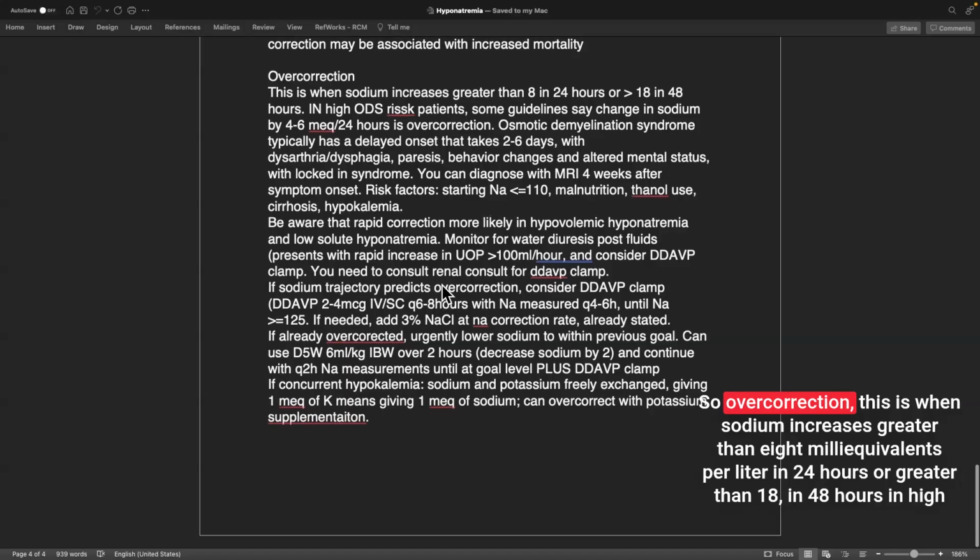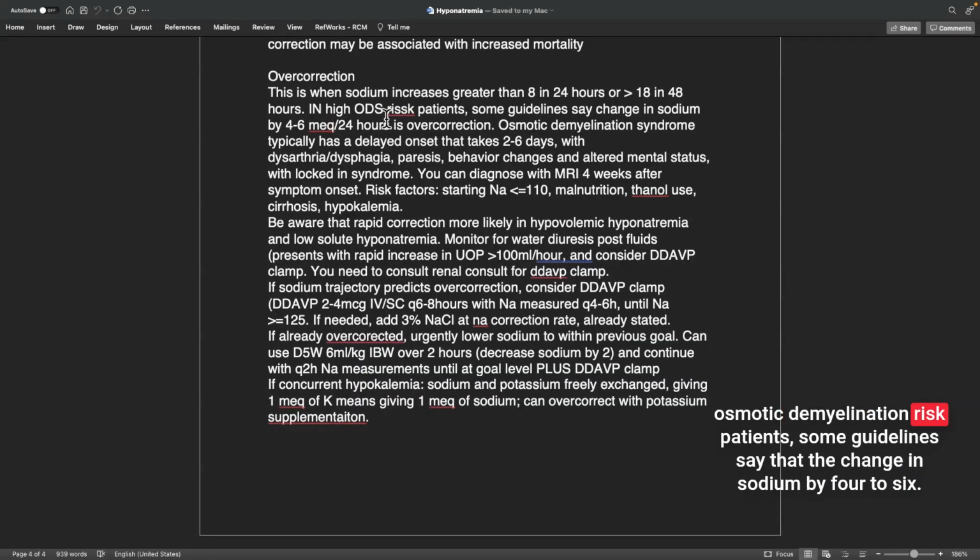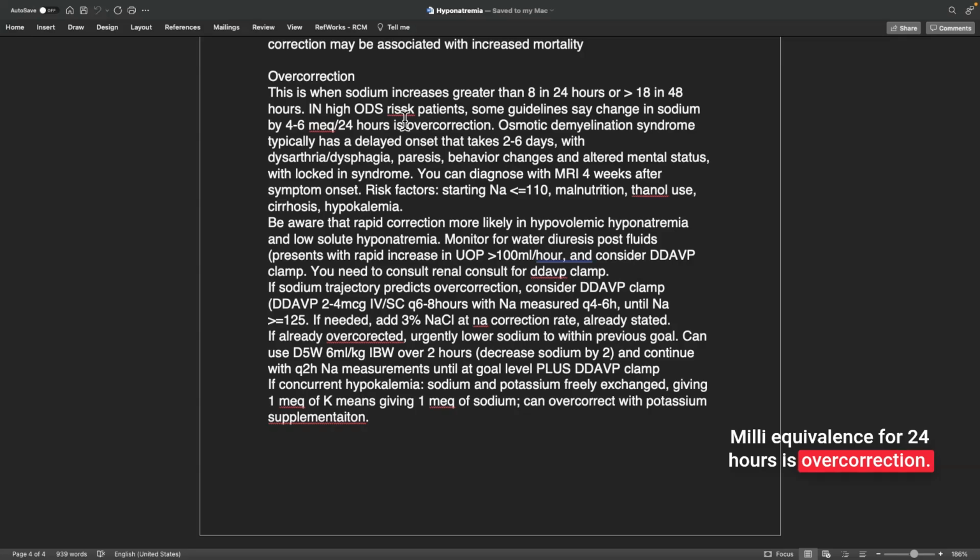So overcorrection is when sodium increases greater than 8 milliequivalents per liter in 24 hours or greater than 18 in 48 hours. In high osmotic demyelination risk patients, some guidelines say that a change in sodium by 4 to 6 milliequivalents per 24 hours is overcorrection.